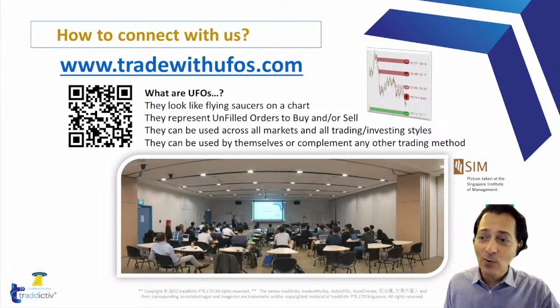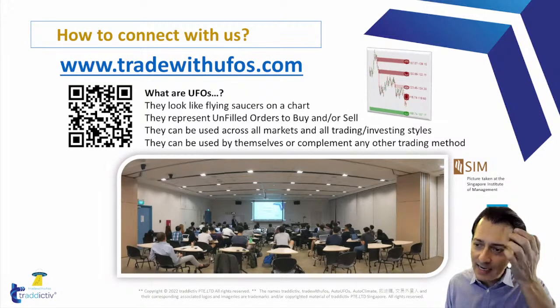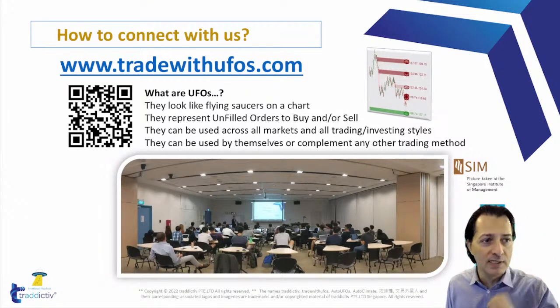You may wonder, what are the UFOs? Well, you will see in a moment. You will see them in a moment on my screen as I jump into real-time charts. The UFOs, they look like flying saucers. They represent on-field orders. And basically, those are very relevant price points on the chart that potentially can act as very powerful support and resistance levels. Therefore, they are commonly used for entries and exits, to be very precise.